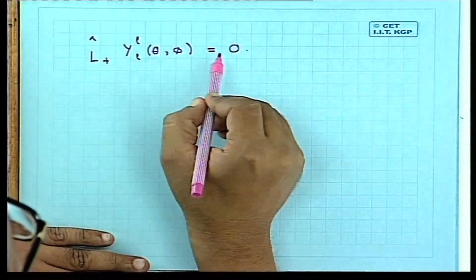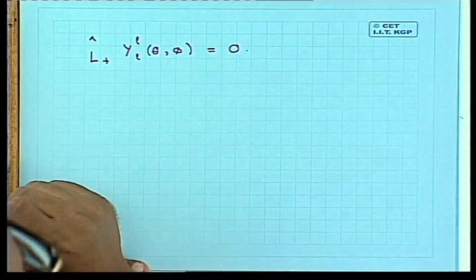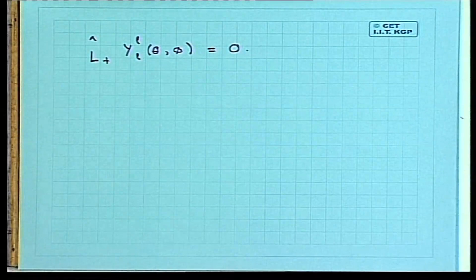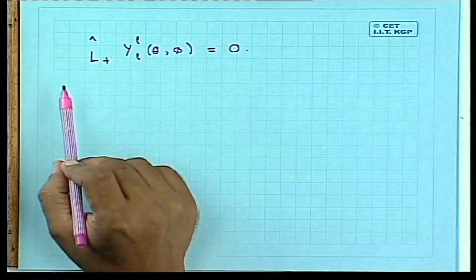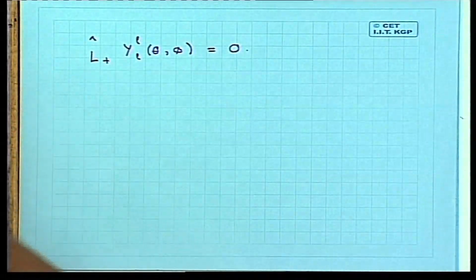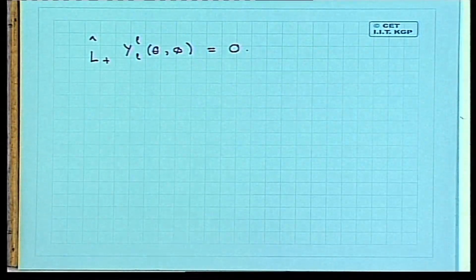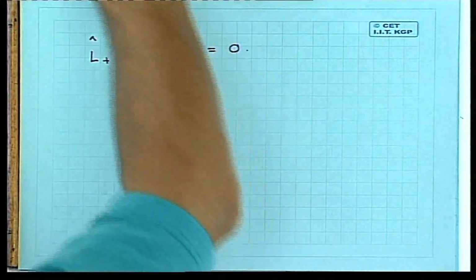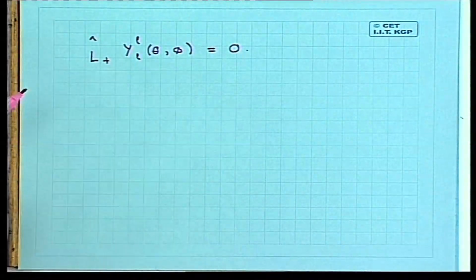L plus acting on this should give us 0, and if we can solve this equation, we get the ground state. In order to do this, we need to know the operator L plus in the spherical polar coordinate system. So, what is the operator L plus in the spherical polar coordinate system? That is the next thing.